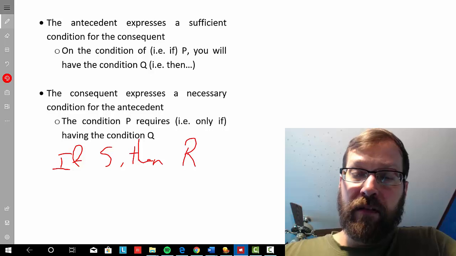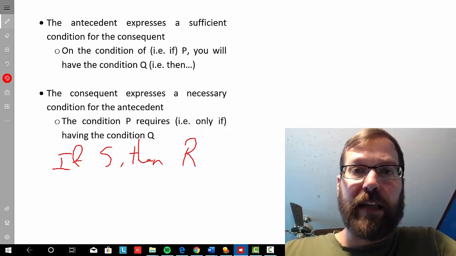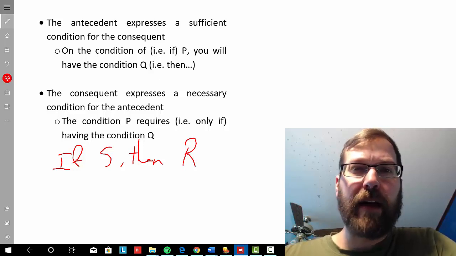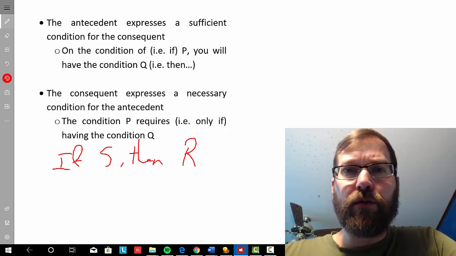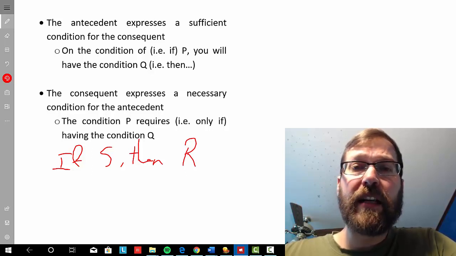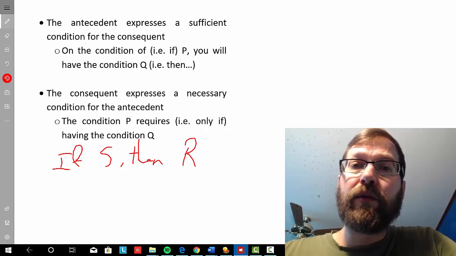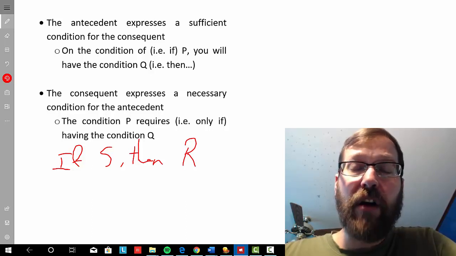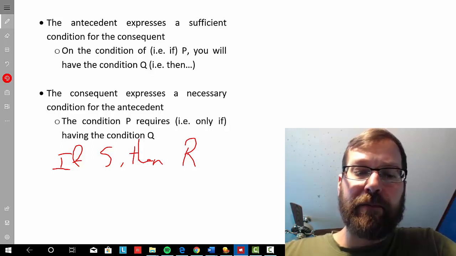The consequent, on the other hand, the consequent of a material conditional expresses a necessary condition for the antecedent to obtain. So if you think about it, going back to if P then Q, when I say if P then Q, because P guarantees Q, that's what I'm asserting, then if I don't have Q, there's no way for me to have gotten P, because otherwise I would have Q, but I don't. I have not Q. So that means Q is a requirement for being P.